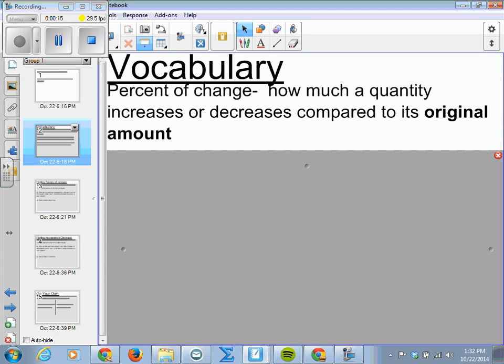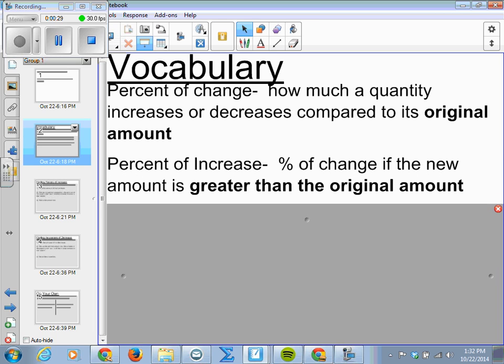The percent of change is how much a quantity increases or decreases compared to its original amount. Original amount in boldface type, it's pretty important. We always compare things to the original amount.